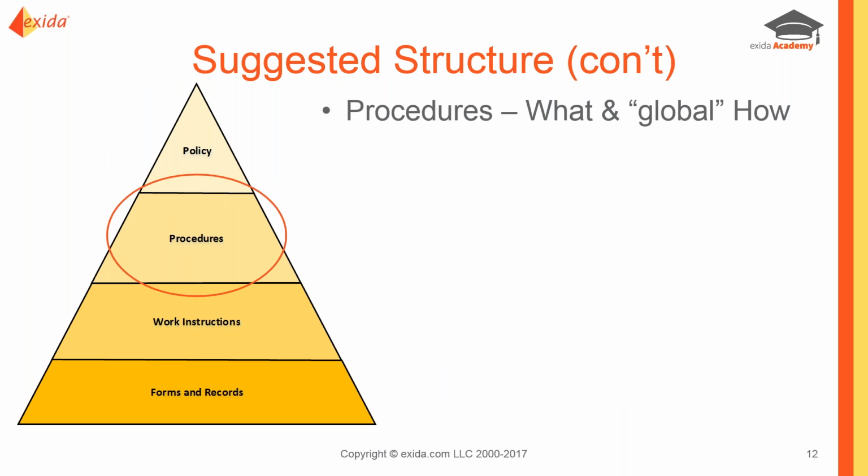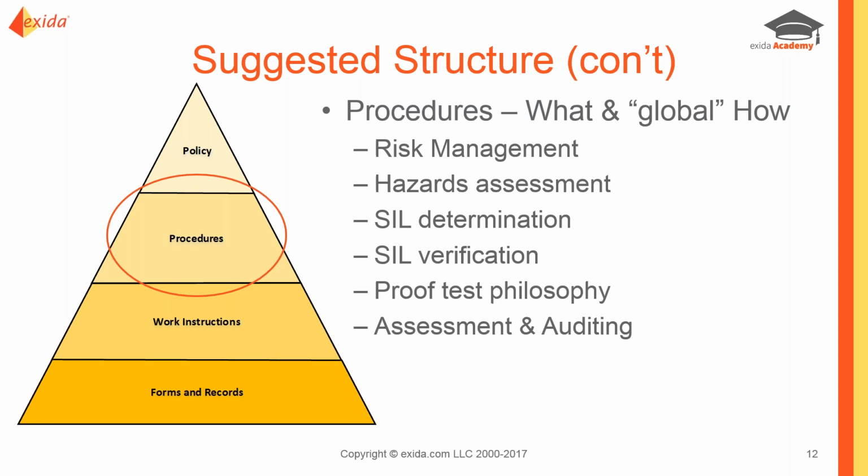These are the procedures, what needs to be done, and how we're going to do it at a global level. Many of these are probably already existing in an organization: risk management plan, hazards assessment, there may be SIL determination. These are front-end procedures that we want to develop and have available as inputs to the activities of hazards assessment and SIL determination as we go through the life cycle, so that we make sure that the same risk criteria is applied to all projects.